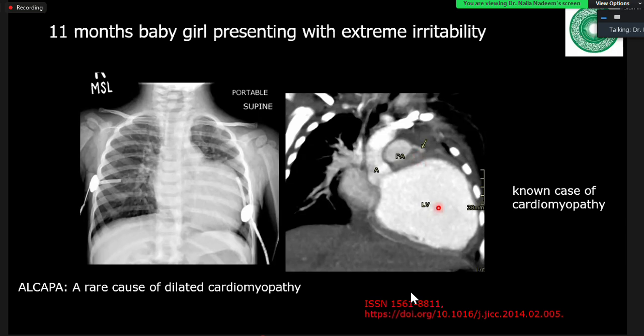This is known as ALCAPA. And ALCAPA itself is a very rare cause of dilated cardiomyopathies. These children really have an emergency. God forbid, they can die or can develop a huge infarct.